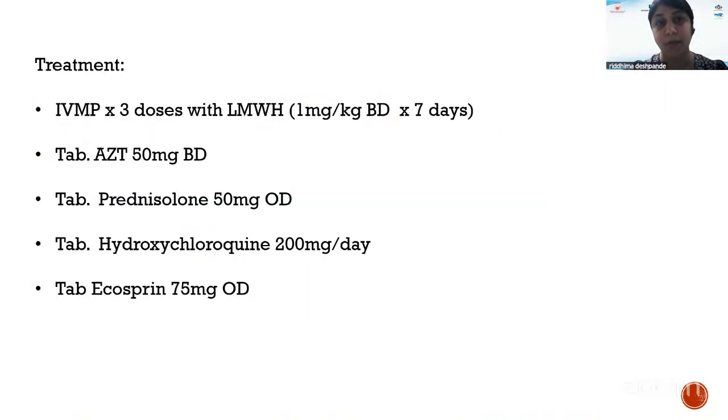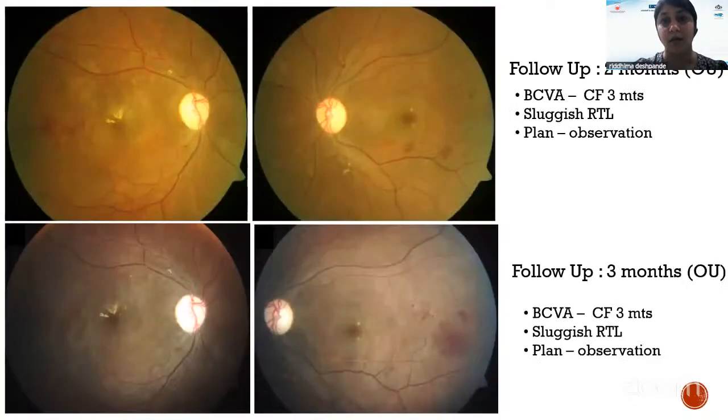Now, coming back to our patient, she received 3 doses of IVMP along with low molecular weight heparin. She was put on tablet azathioprine 50 milligrams BD, prednisolone 50 milligrams OD, tablet hydroxychloroquine 200 milligrams per day, and ecosprin. These are the 2 and 3 month follow-up of the patient. You can see that most of the posterior segment signs have started resolving, but the vision is still counting fingers at 3 meters. Immunosuppression was continued.